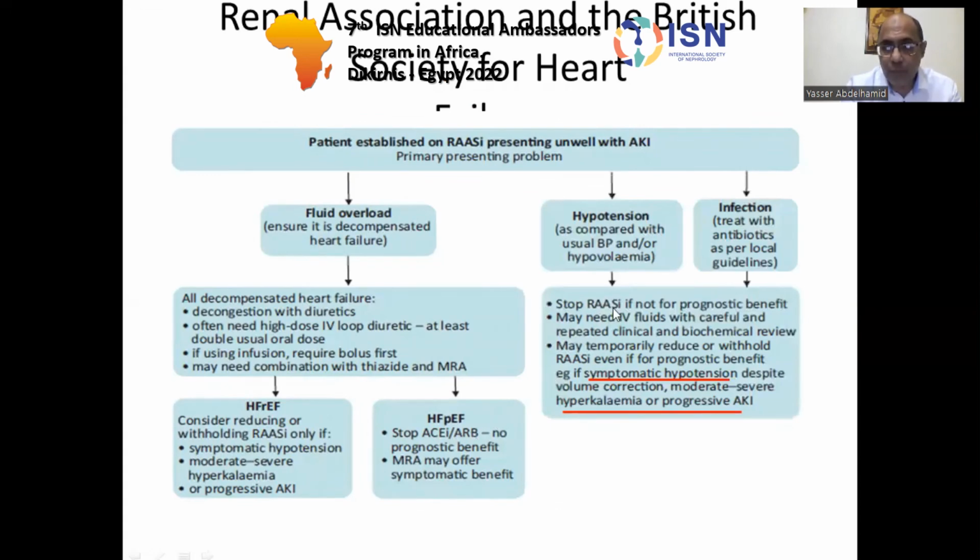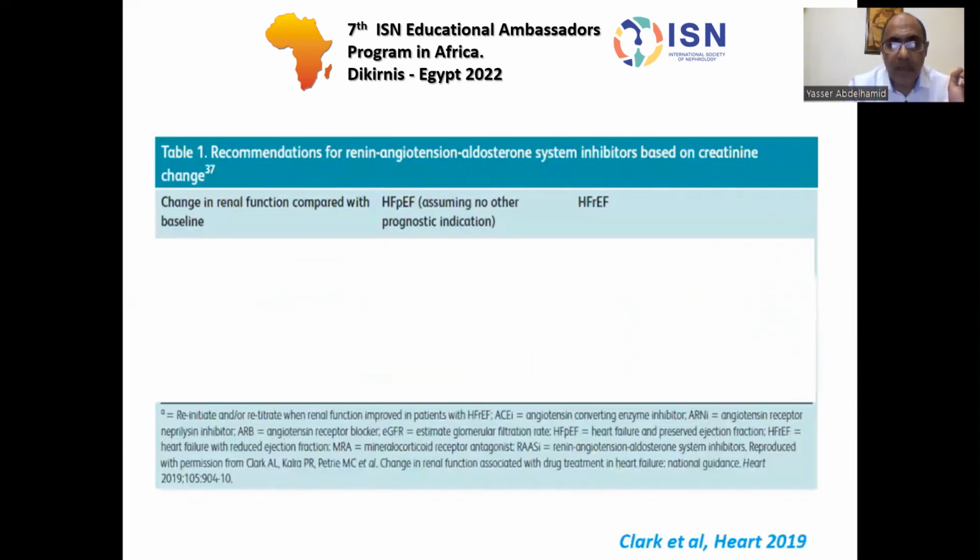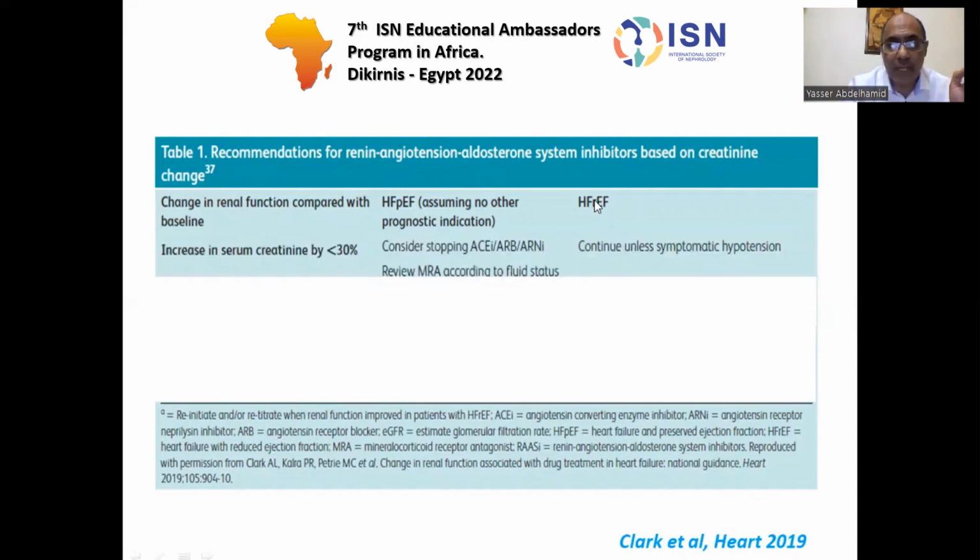In case of hypotension or infection, stop RAS if no other cause or no prognostic sign, such as heart failure with preserved ejection fraction. If no other cause for hypotension, you are to consider at this time stopping RAS. It is symptomatic hypotension or hyperkalemia or progressive AKI. The same, symptomatic hyperkalemia resistant to treatment or progressive AKI. These recommendations change in case of heart failure with preserved or reduced ejection fraction.